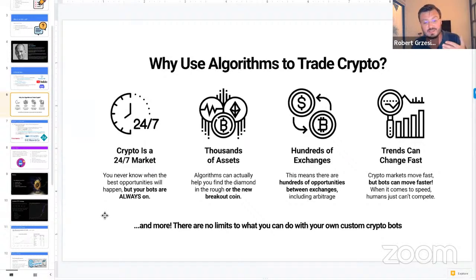Another thing is there are thousands of assets in crypto. Again, you guys probably have day jobs and obligations that you want to do. You're not going to sit there and read about 10,000 different little small coins, but an algorithm can. And we'll talk about this later: you can integrate different APIs into your bots that will automatically figure things out.